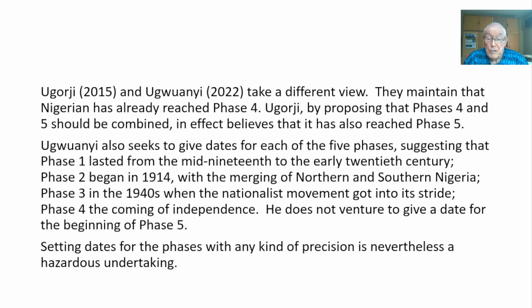Ugwanyi also seeks to give dates for each of the five phases, suggesting that phase one lasted from the mid-19th to the early 20th century. Phase two began in 1914 with the merging of northern and southern Nigeria. Phase three began in the 1940s when the nationalist movement got into its stride. Phase four began with the coming of independence, and he does not venture to give a date for the beginning of phase five. Setting dates for the phases with any kind of precision is nevertheless a hazardous undertaking.